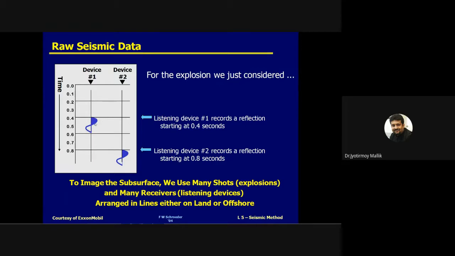Now, the amplitude, as I said, is directly proportional to the compression or the relaxation. And of course, this will happen at 0.4 second, because the two-way time at device 1 was 0.4 second. Now, this juncture between the positive and negative amplitude is what we call the zero crossing. Remember, the juncture between the positive and negative is called zero crossing.